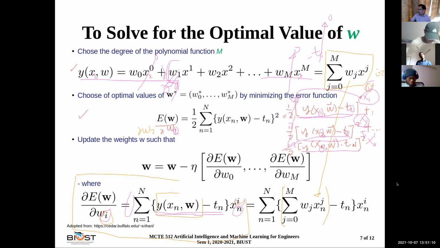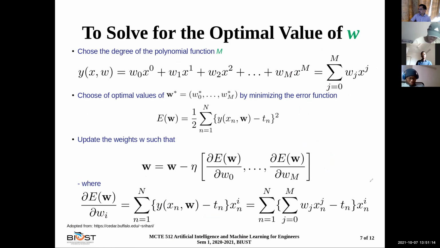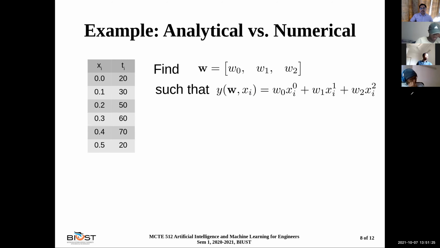Any questions on that one? In the derivative, I think that one is straightforward, how the derivative was computed. Okay, now let's move on. Let's have an example so that we will learn exactly what's going on.